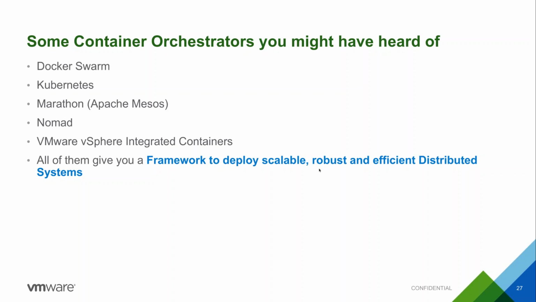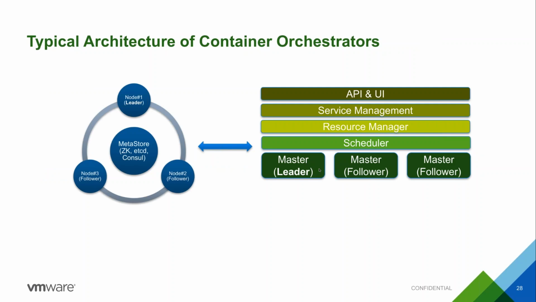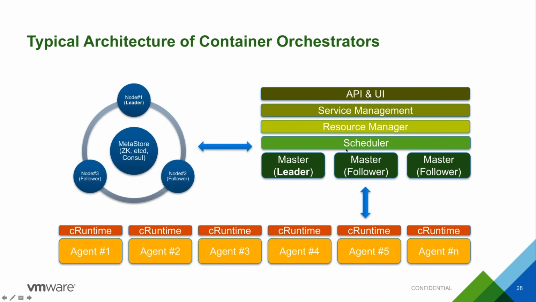Just a short preview. Again, this is what we're going to cover in the second part of the tutorial, much more deeply. Usually you have these master components, which handle resource scheduling and resource management. You have a meta store, usually etcd or Consul, where the state is persisted: where each node is running and where each container is being spun up. So it's like the backend state for the whole container orchestrator.